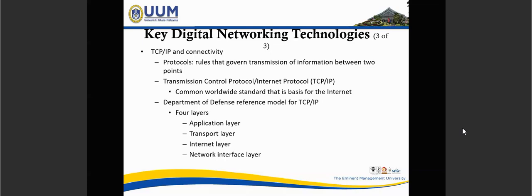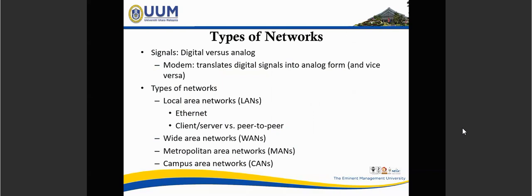Top security, high security should be there. So when you transfer money from one account to another account, it should be like that. So the Transmission Control Protocol/Internet Protocol, TCP/IP, is a common worldwide standard, and it is the basis for the internet. So communication goes through the application layer, transport layer, internet layer, and network interface layer. This figure explains what the Transmission Control Protocol and Internet Protocol look like, and also how we connect from one device to another device. You should have these things.